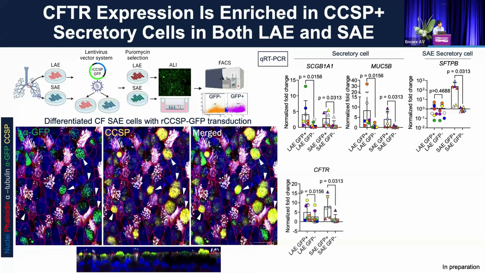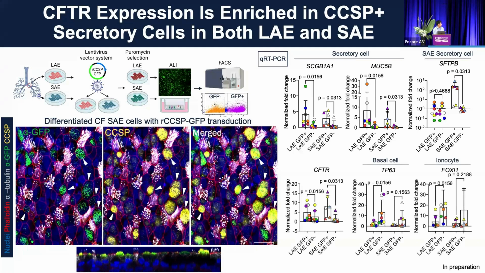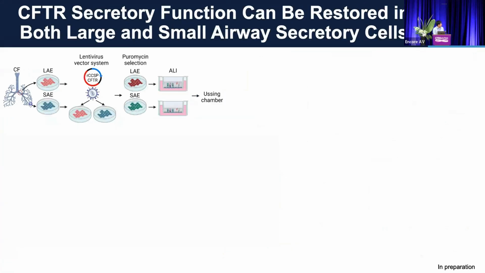But importantly, CFTR tracks this secretory cell marker expression. CFTR is expressed more highly in the GFP-positive cells in both large and small. And the basal cell and ionocyte markers are actually opposite, highly expressed in the GFP-negative cells. So that means probably CFTR expression is more affected by secretory cell populations.